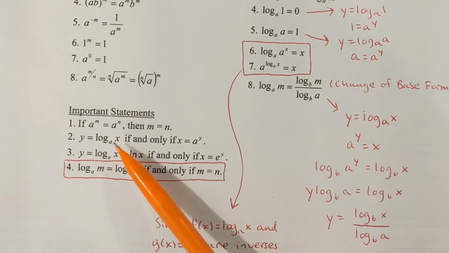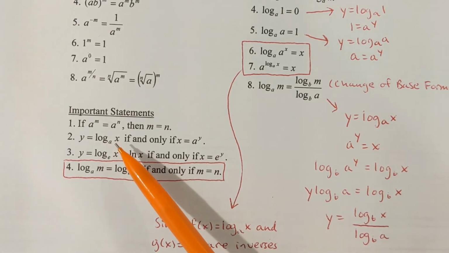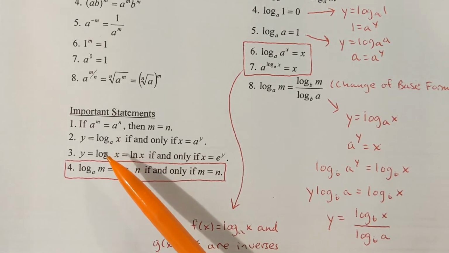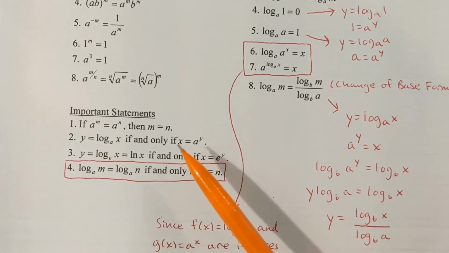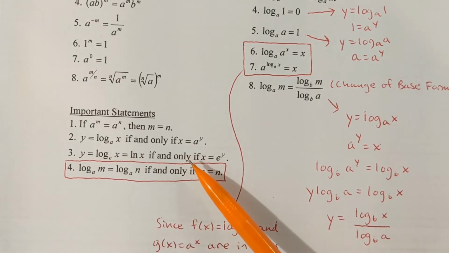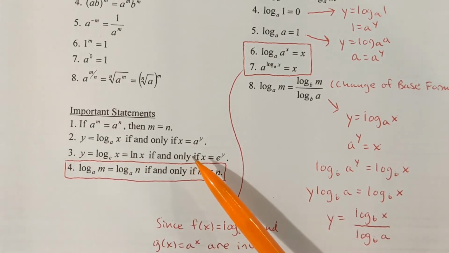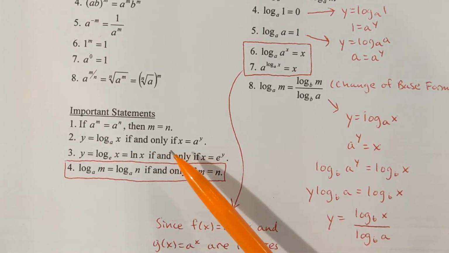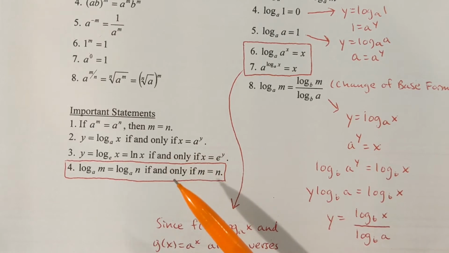Statement 2 is the definition of a logarithm. That, to me, I think, is the most important part of logarithms, is knowing the definition. Definitely know that. The third statement is also the definition of a logarithm, but for when I've got the base being base e. Of course, the definition would still be the same regardless of whatever the base is.